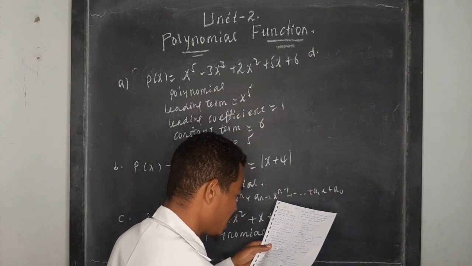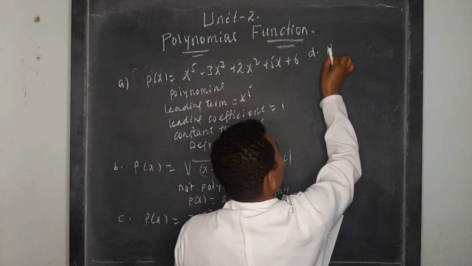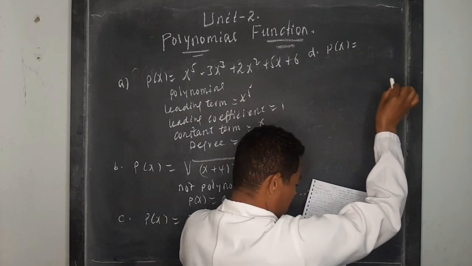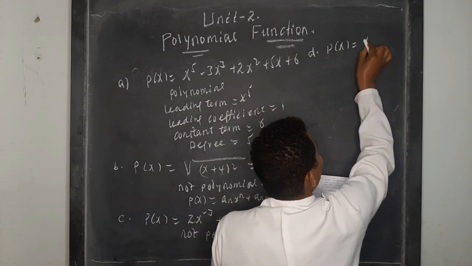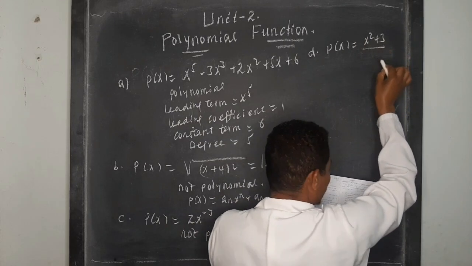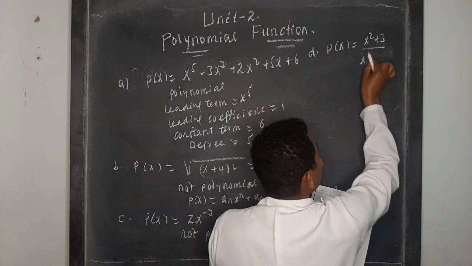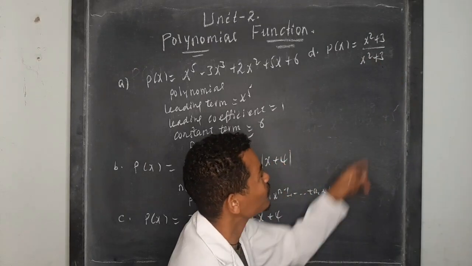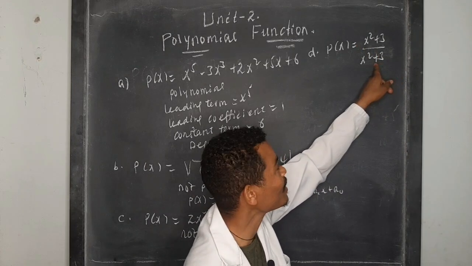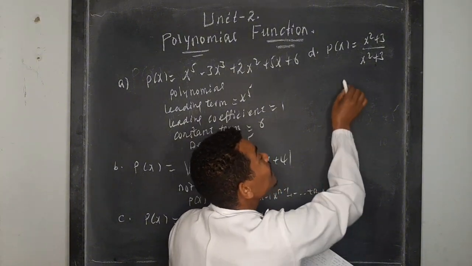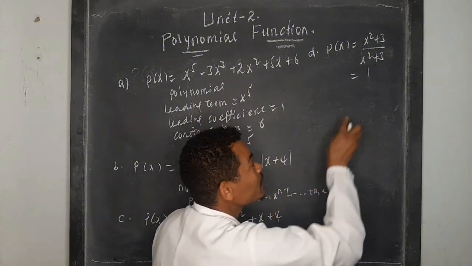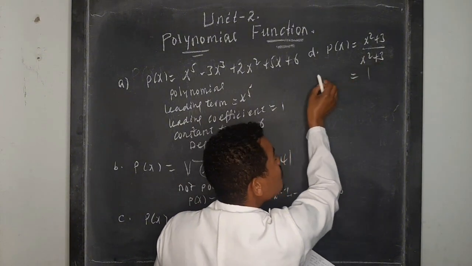Okay, d. P of x is equal to x square plus 3 over x square plus 3. This one is the same as 1, because for this one, x square plus 3, what will the domain be?